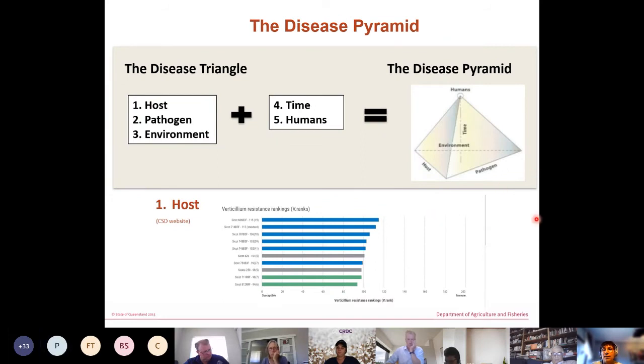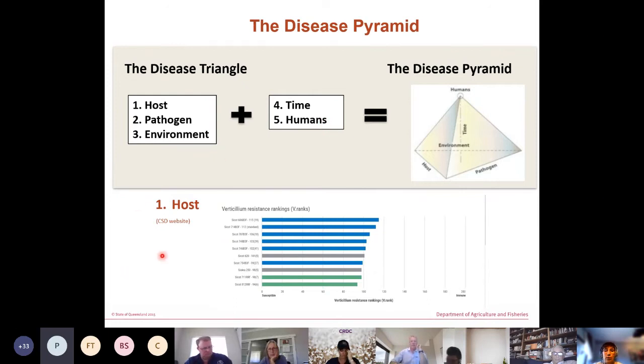So what do you need for disease to actually even develop? This is called the disease pyramid, and I'm sure many of you have heard of this because we talk about this quite a bit. It's the three things that you need for there to be development of disease. You need the host, you need a pathogen, and you need a conducive environment. But in addition to this, to get an endemic and widespread disease, you need these two things as well. You need time and humans.